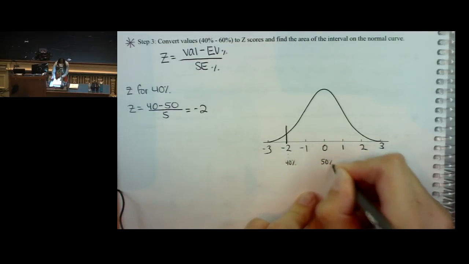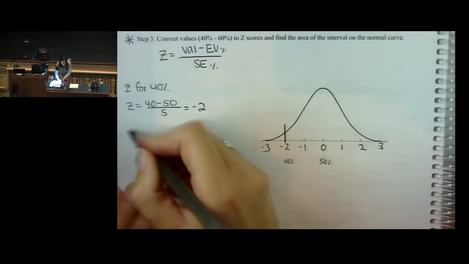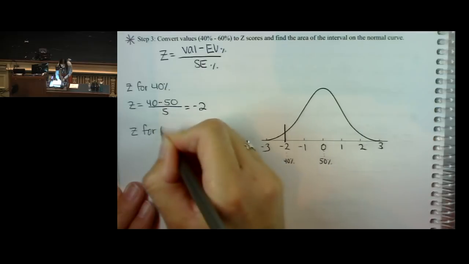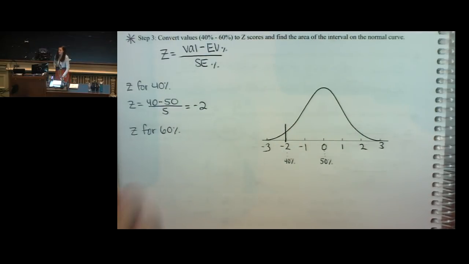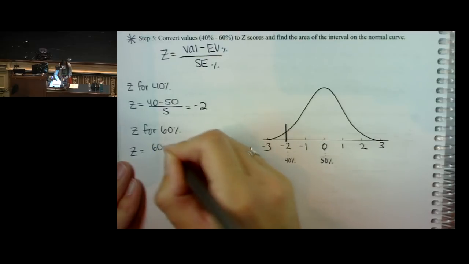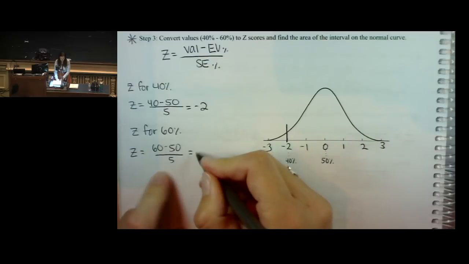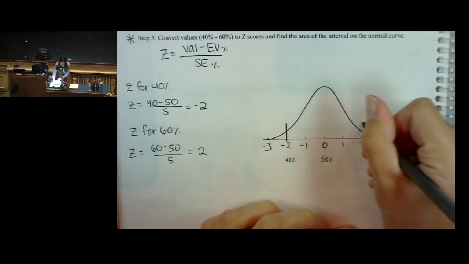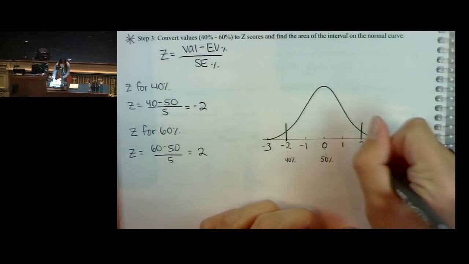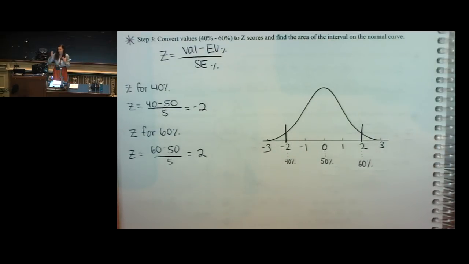That's the 50%. So I can tell right away, when I find the z-score for 60%, that is going to be positive, right? Because it's above the expected value. And as we can see, the z-score for 60 is just going to be positive. 60 minus 50, so 10 over 5 is positive 2. So this one, pretty straightforward because the z-scores are exactly the same. One of them is positive, one of them is negative.